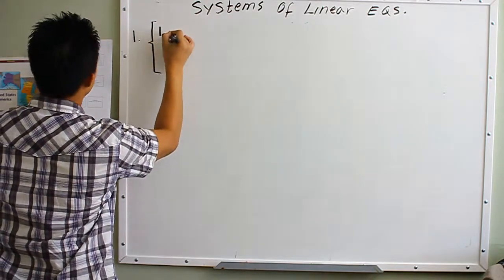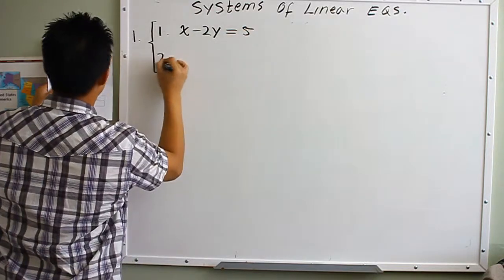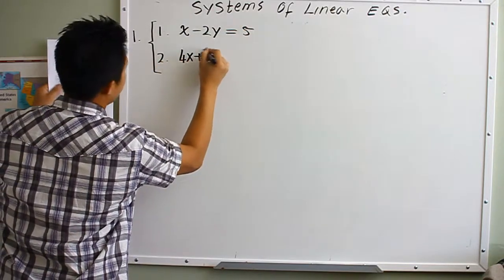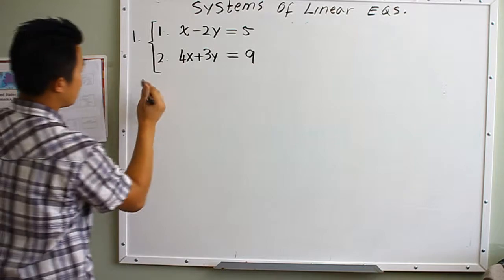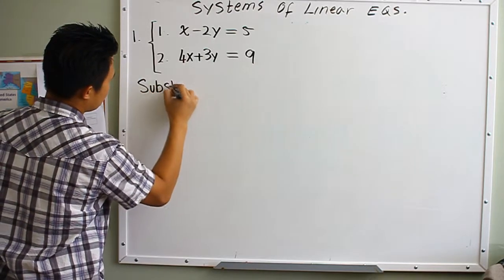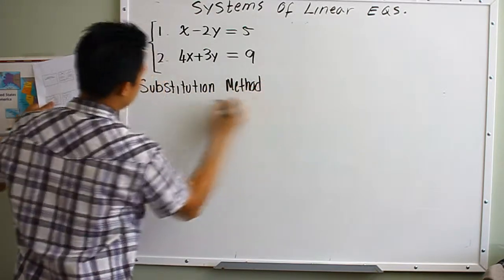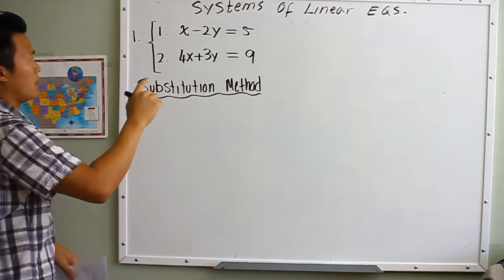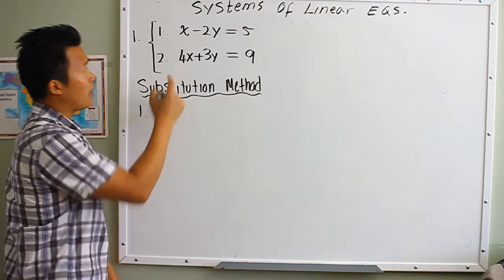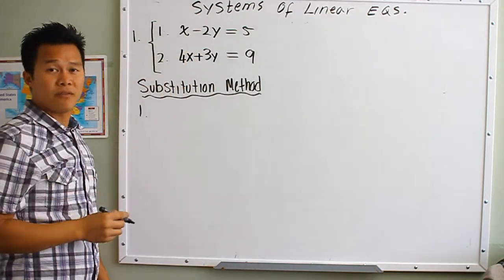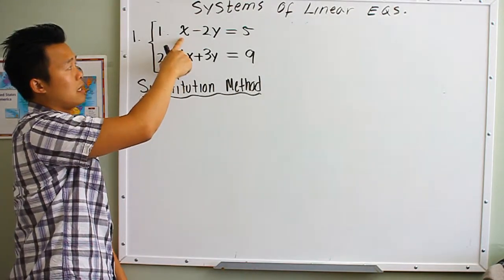The first equation is x minus 2y is equal to 5. The second equation is 4x plus 3y is equal to 9. All right, so when we solve by substitution, by its name, the goal is to substitute one equation into the other. So here's what we're going to do. The first thing we're going to do is pick one of the two equations and solve for one of the variables. So I'm going to pick the first equation and solve for x just because it looks easier out of the two.